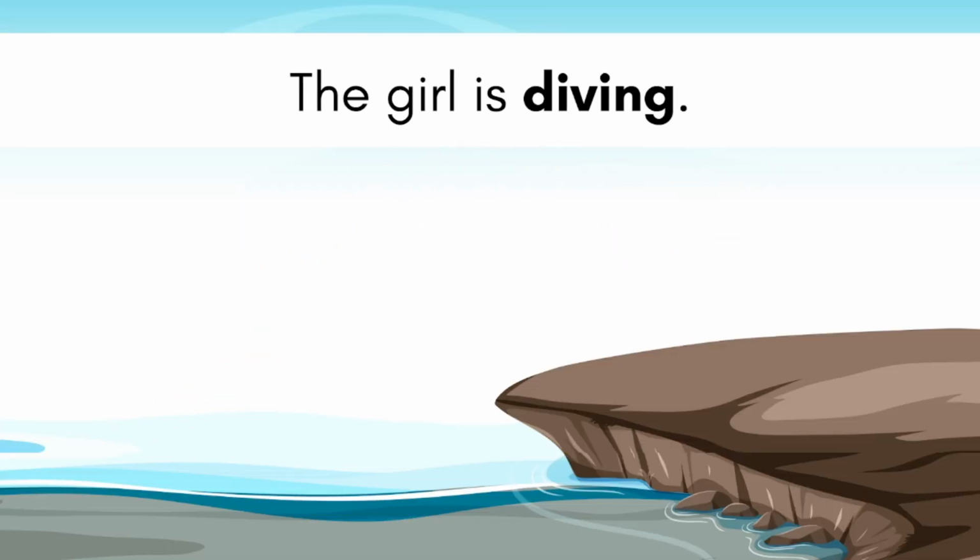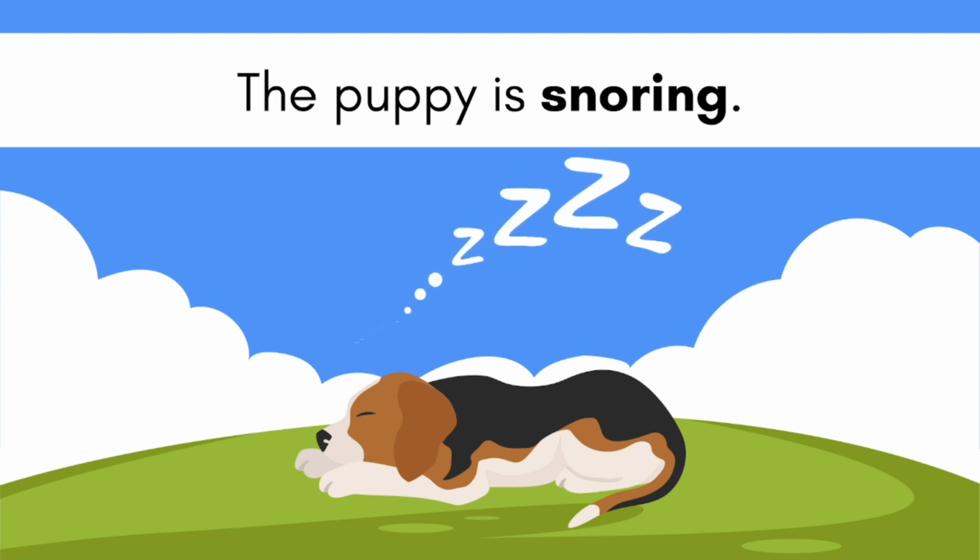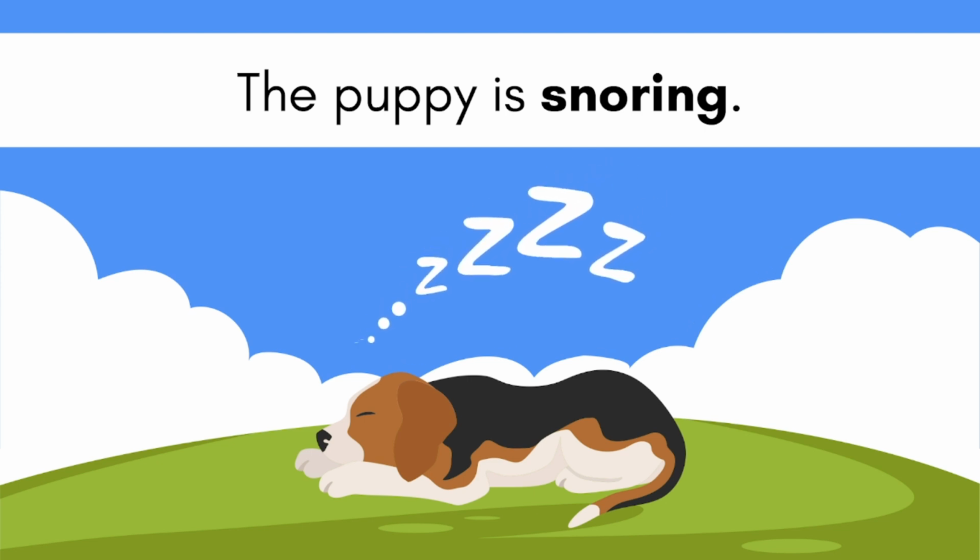In this sentence, the girl is diving. So, as you can see, the verb in the sentence is diving. The last example is the puppy is snoring. So, as you can see, the verb in the sentence is snoring.